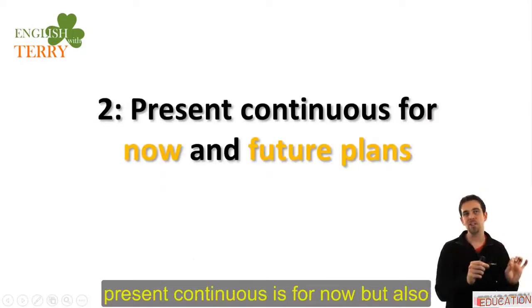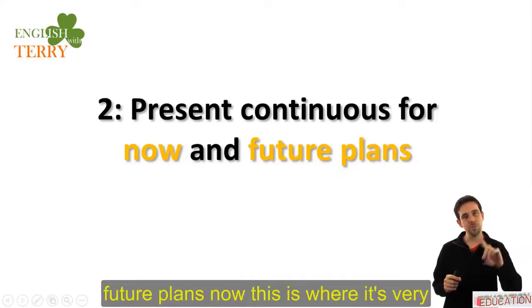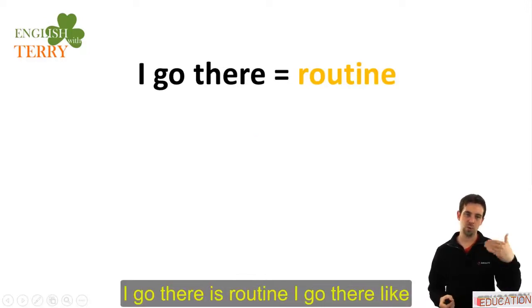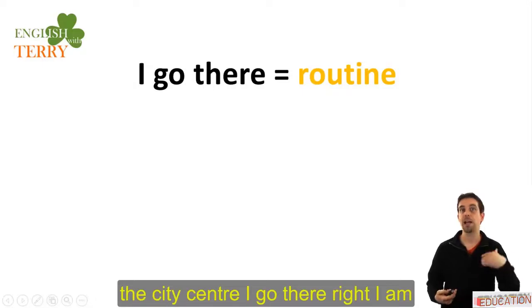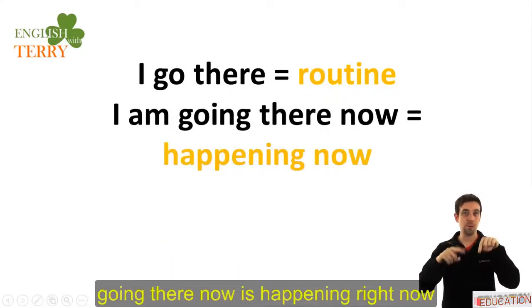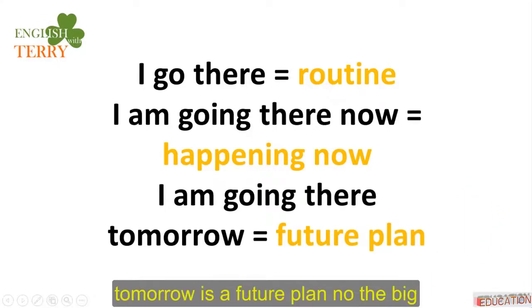Now, the present continuous is for now, but also future plans. This is where it's very different to other languages. For example, I go there is a routine. I go there, like the city center. I go there, right? I am going there now is happening right now, this moment. And I am going there tomorrow is a future plan.